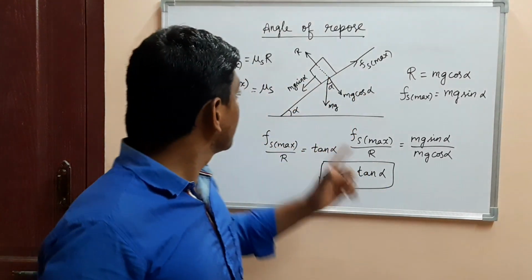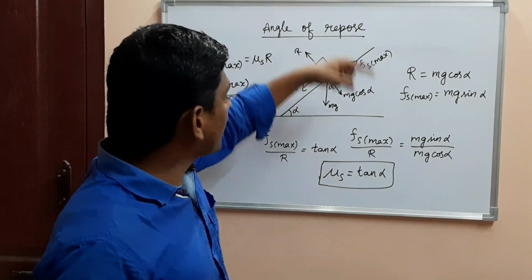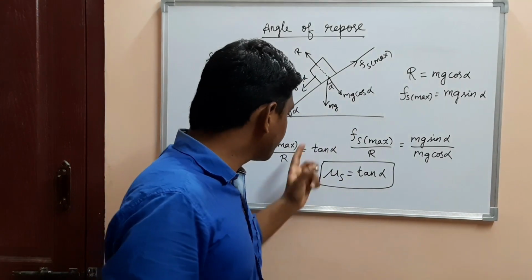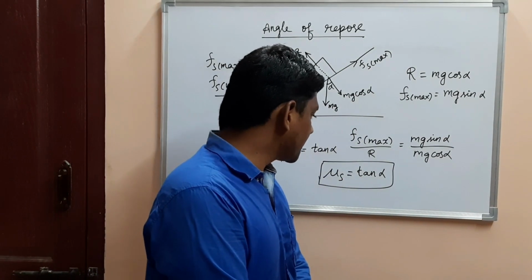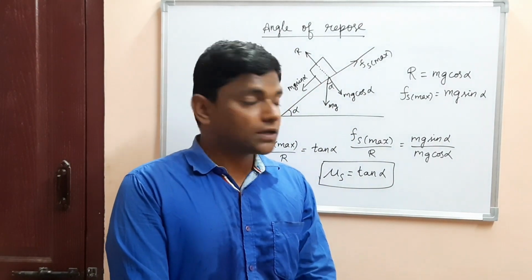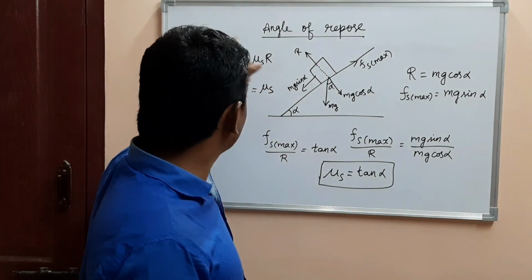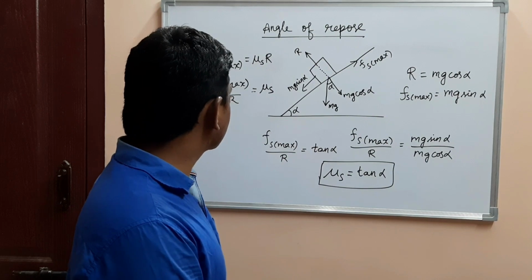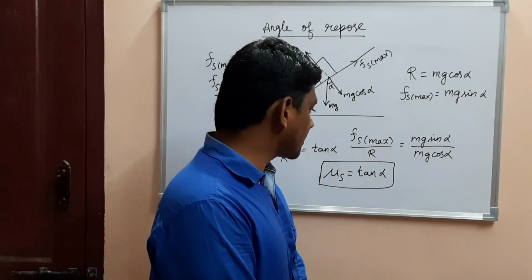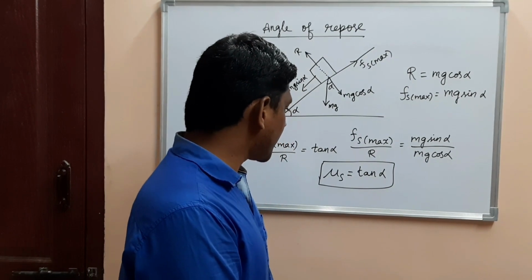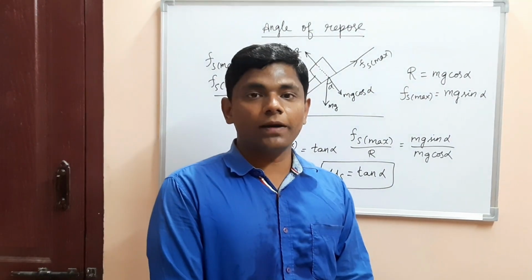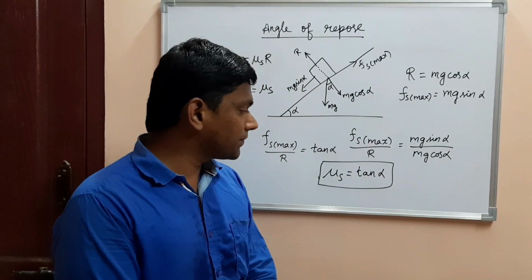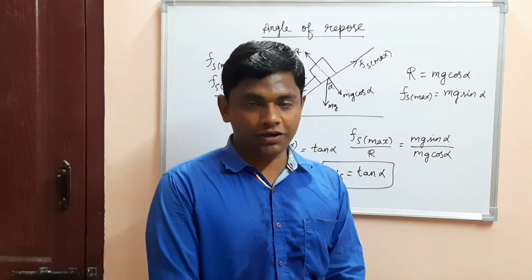So then I have discussed the angle of repose. I have derived the formula for coefficient of static friction in relation to the angle of repose. And finally I have given you the relation between the normal reaction force, the static frictional force and the coefficient of static friction. Actually mu s equal to tan alpha is an important formula. Using this formula you can calculate the angle of repose in any problems related to friction.